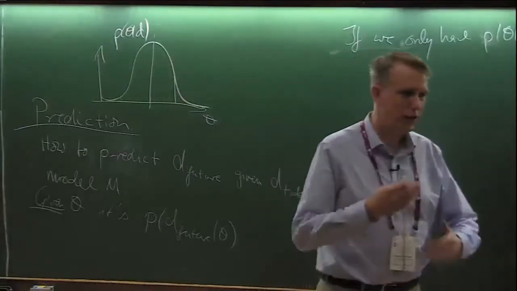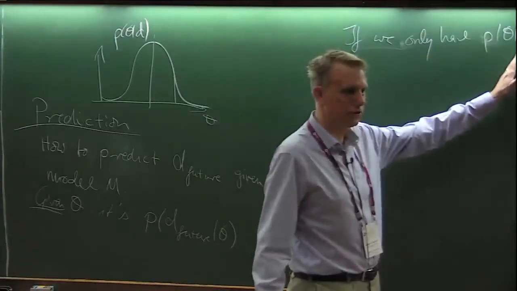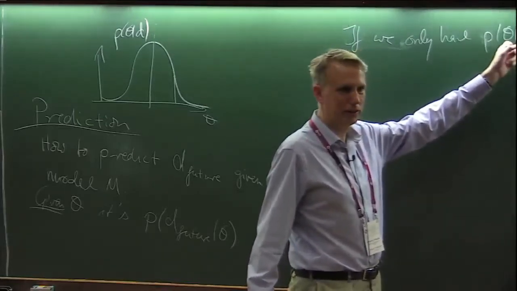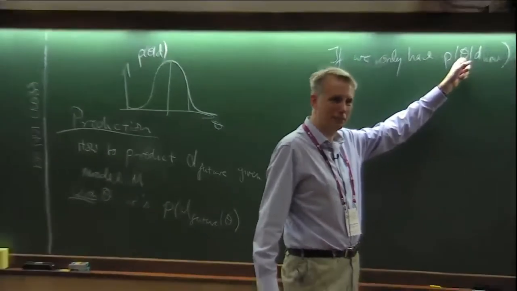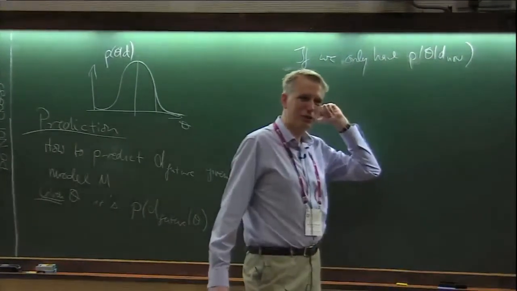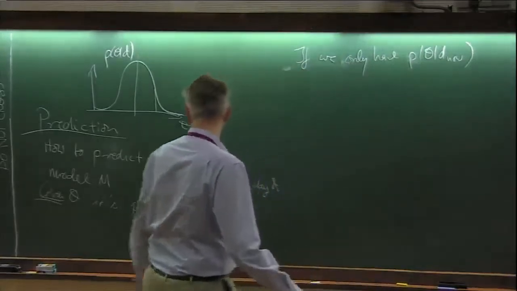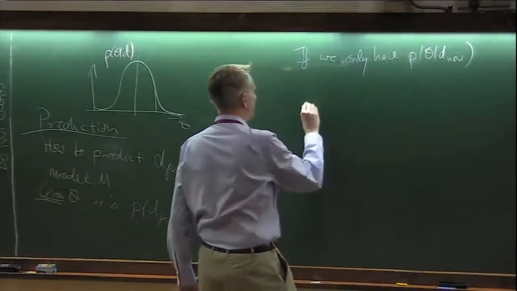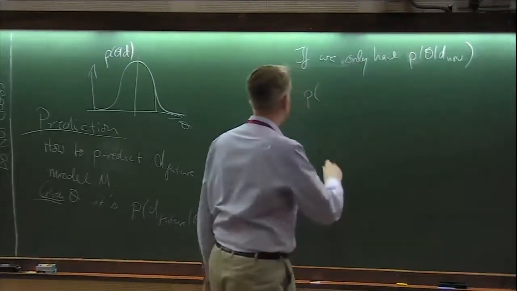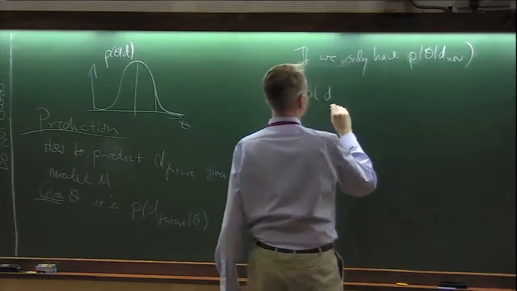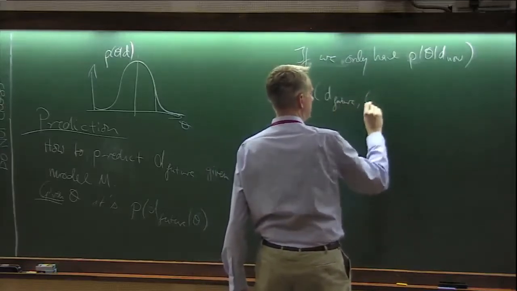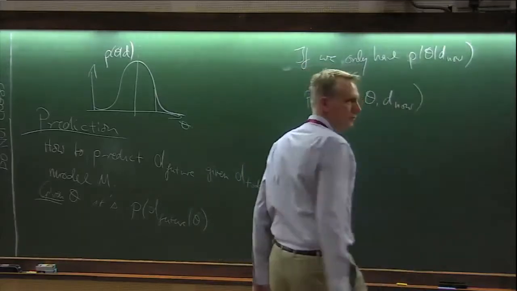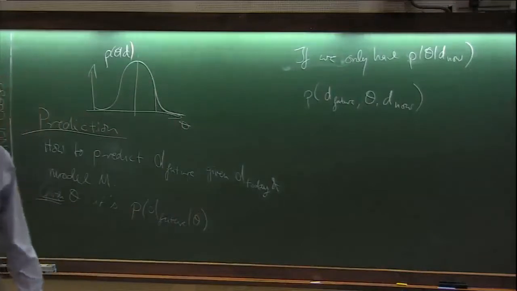So what we can do is chain the two probability distributions. Given that we have the data now, we can say, what is a possible parameter value? And given that parameter value, we can predict the future. So one way to write this is to write the joint PDF of the future data, the true parameter value, and the data we have now. So we now have a joint PDF of three things.